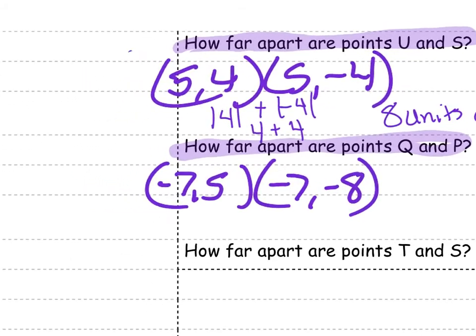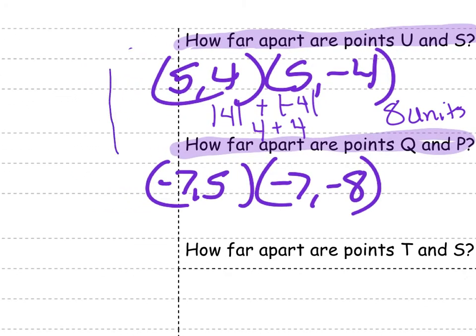Okay, so instead of flipping back, I'm just going to draw that right here. So both of them went over 5, right? But the first point went up 4, so it was 4 away, and the other point went down 4, so it was 4 away from this axis. So altogether, 4 plus 4 is 8. So you can use that absolute value to help you find the distance.